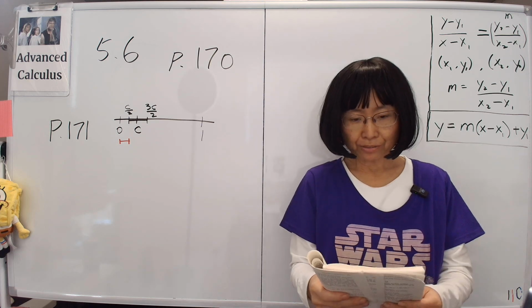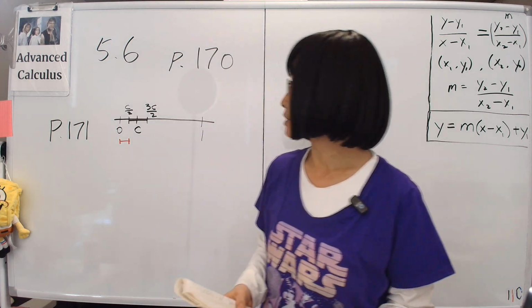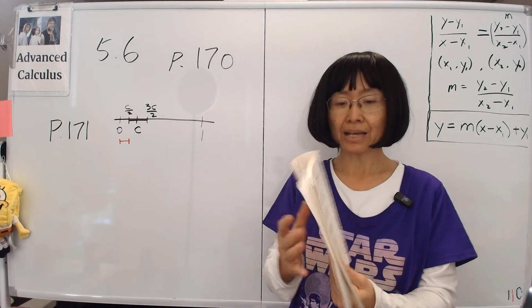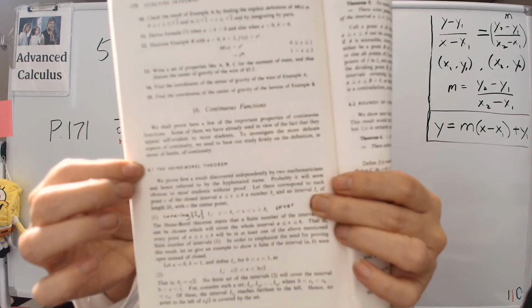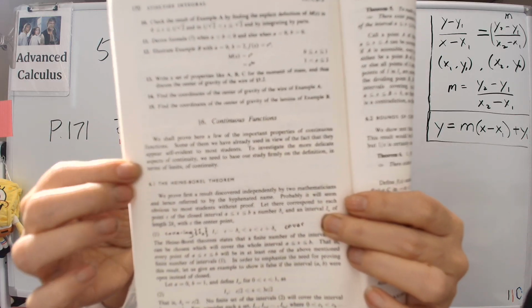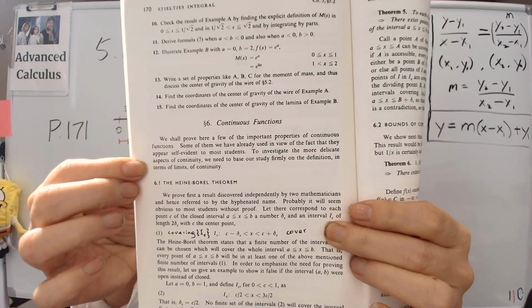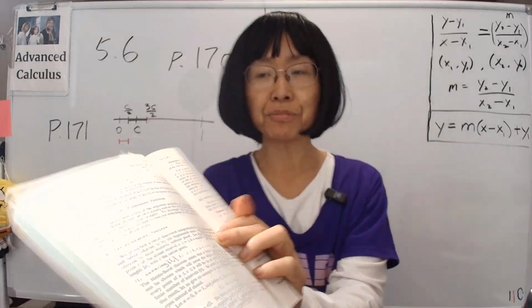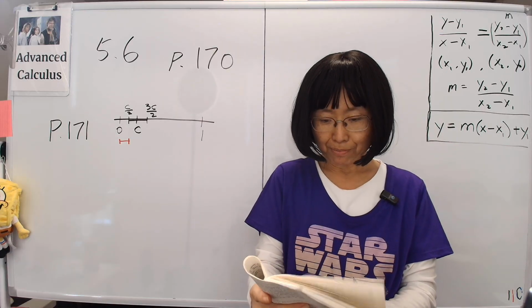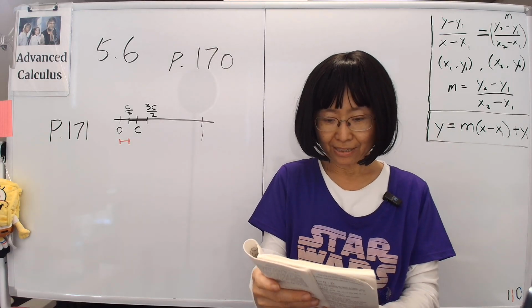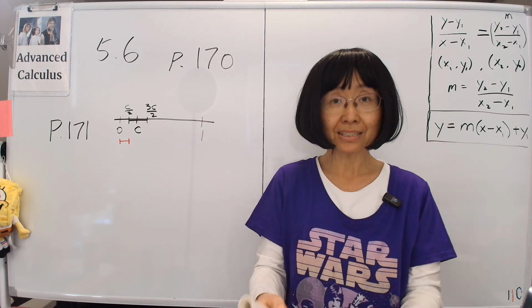So we're doing section 5.6 on page 170. First, please read this first short introductory paragraph yourself about continuous functions, and then I will move on to the Heine-Borel theorem. The Heine-Borel theorem says something like this. Okay, that might sound obvious to you.